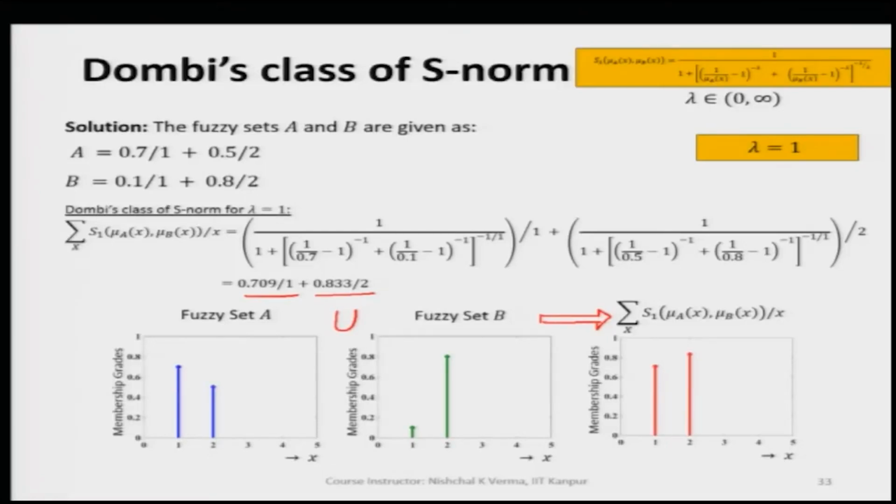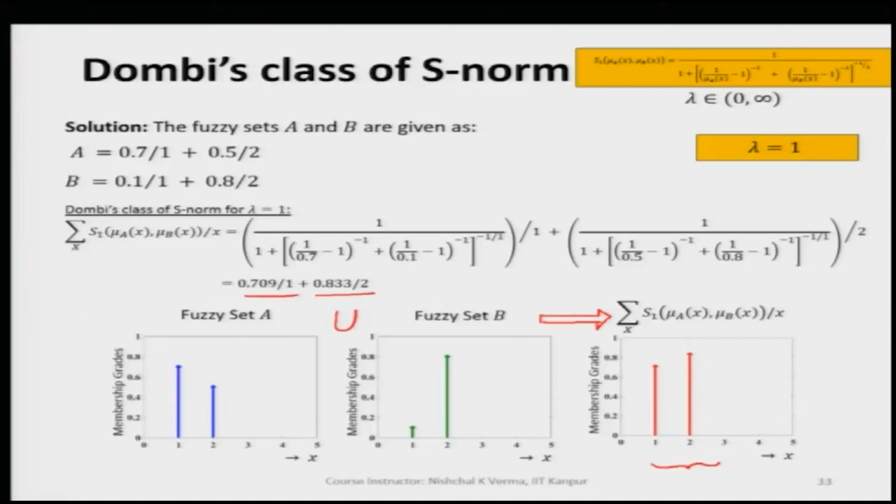These values are used for finding the different sets of the union of the fuzzy set A and fuzzy set B. So, we see that when we take lambda is equal to 1, the resulting fuzzy set which has two terms has been shown here. And now, if we change the value of lambda to 2.